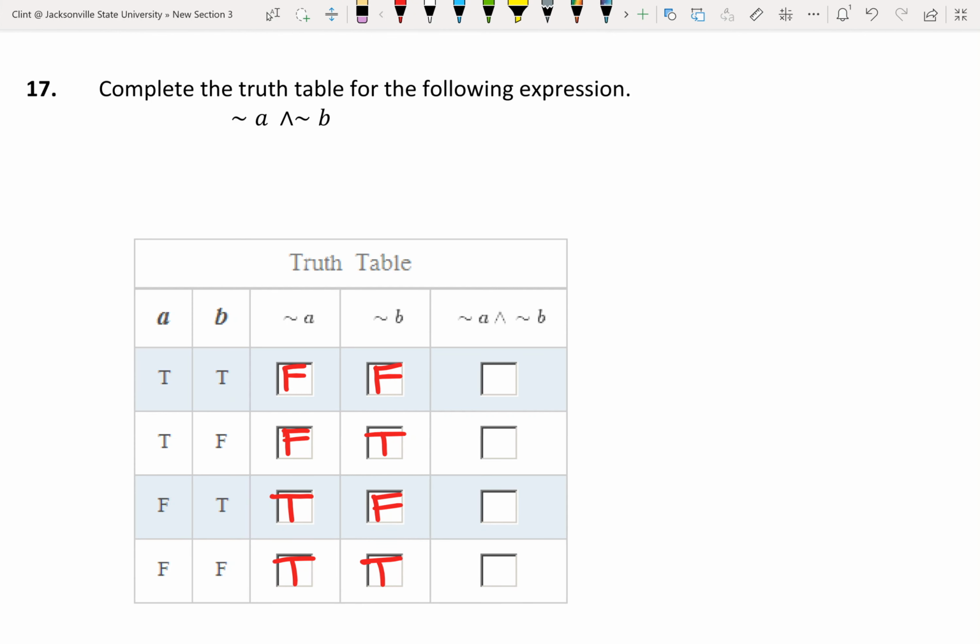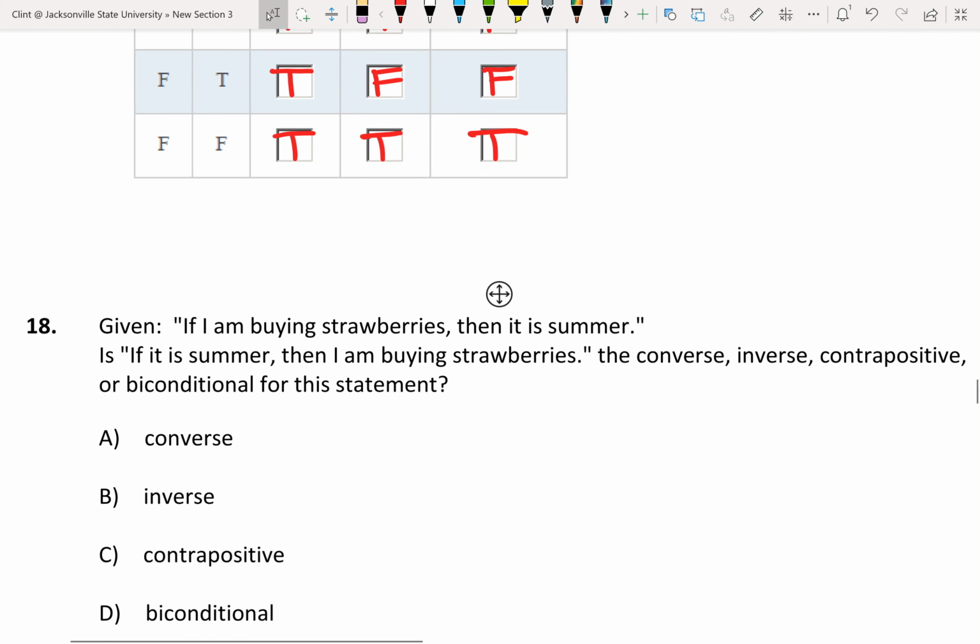Okay. And then now this says I want to take the squiggle A column, the squiggle B column, and join them together with AND. So for AND, both of the statements have to be true for that AND statement to be true. So here we've got false, false, that's going to be false. We've got false, true, that's going to be false. True, false, that's going to be false. And then true, true, that's what we're looking for. That one is going to be true. Okay. There's our truth table. Number 18.